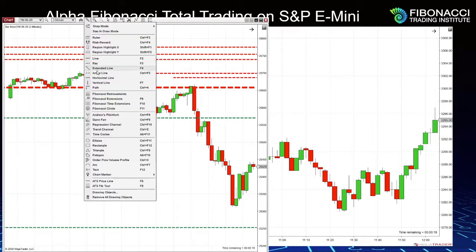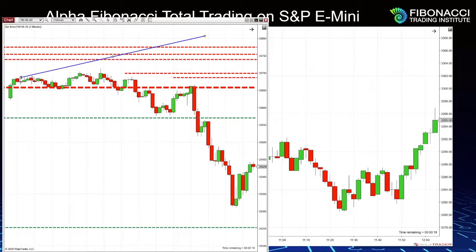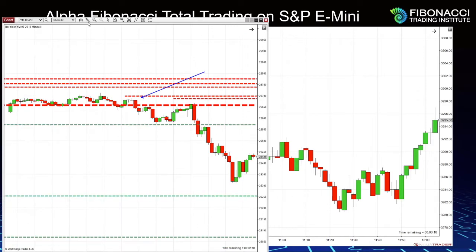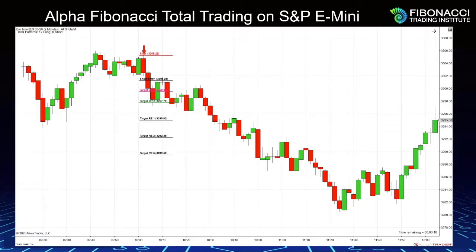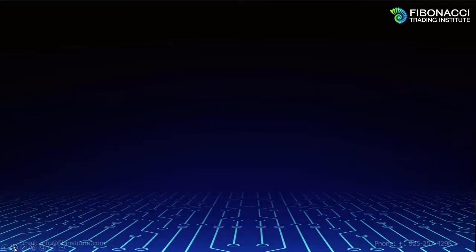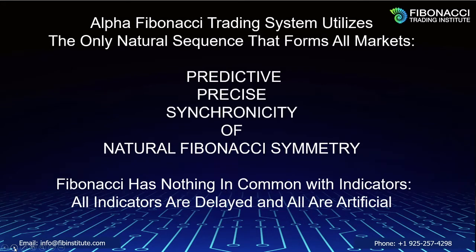This shows you clearly. Do not ever buy into Alpha Fibonacci resistance. Look to buy from Alpha Fibonacci support. Scanner giving you alert, enjoy. Black and white. Doesn't matter if you trade 1 minute, 5-minute, monthly, weekly charts. Choice is yours. You decide. As predictive, precise synchronicity of natural Fibonacci symmetry is the only natural sequence that forms all markets.